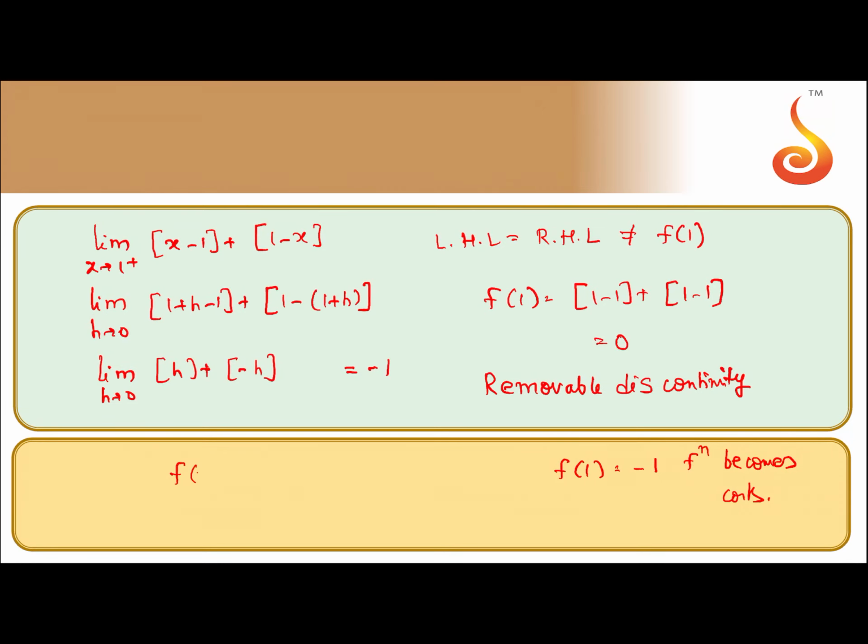I repeat once again, what is greatest integer of x? F of x equal to greatest integer of x is given to you. Suppose we take 1.001, greatest integer of 1.001 is 1. Greatest integer of minus 1.001 will give you how much? Minus 2. Nearest integer towards left.